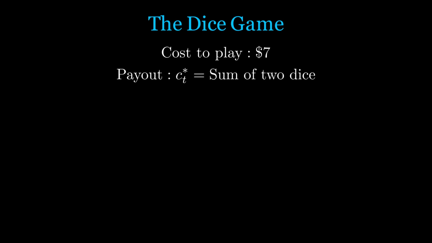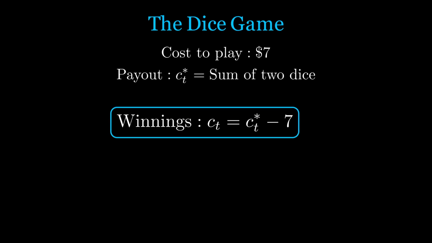To visualize this, let's play a simple dice game. Here are the rules. You pay $7 to roll 2 dice. Your payout is whatever the sum of those dice is. So we'll denote the sum of the dice rolls as C star sub t, and your net winning as C sub t. C sub t is just the dice sum minus the $7 fee every time you roll.